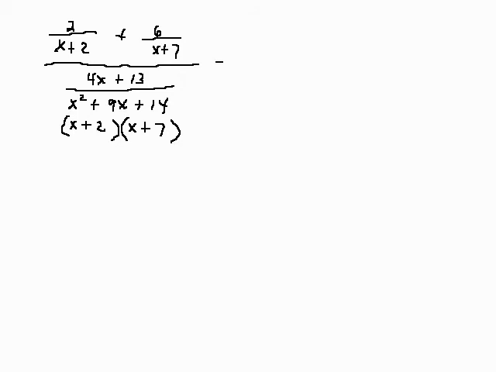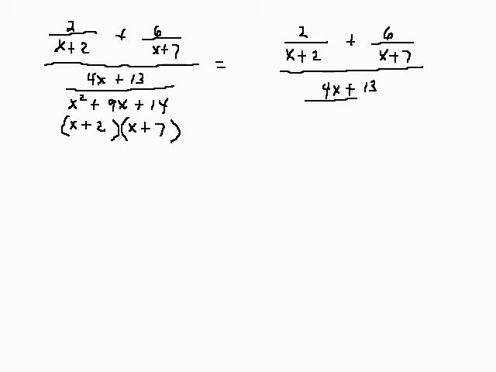And notice some commonalities in the top. So if you want to rewrite this problem, we'll just come over here and do that real quick. We'll get 2 over x plus 2 plus 6 over x plus 7, all over 4x plus 13 over x plus 2 times x plus 7.